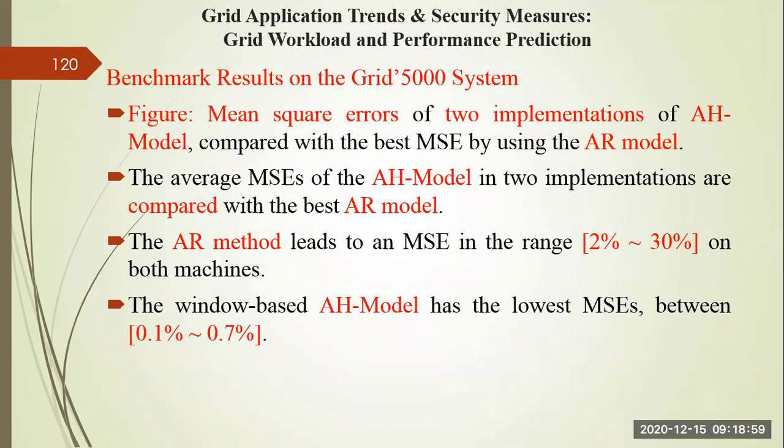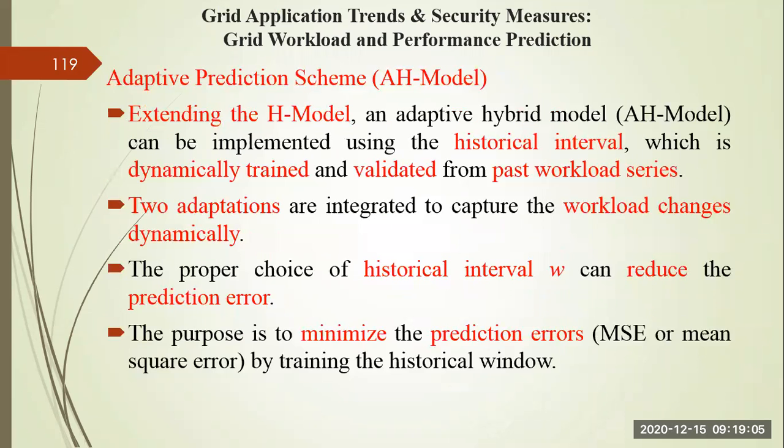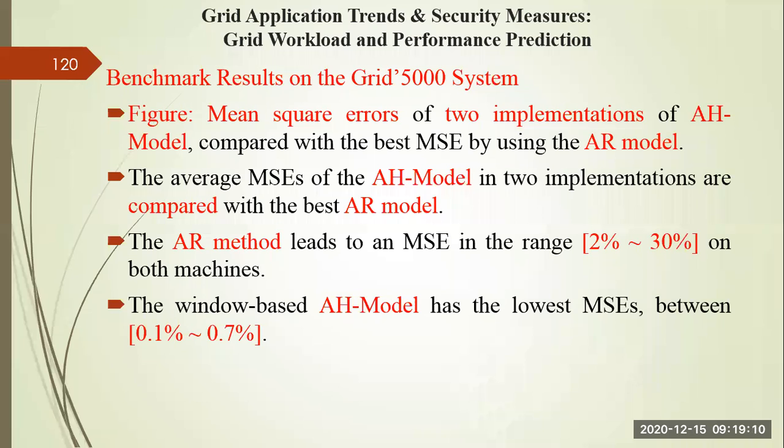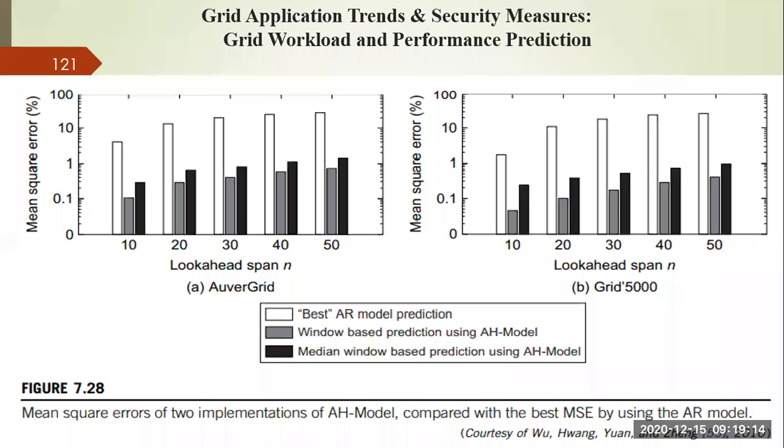Similarly, people have compared these models, that is the AH model, the adaptive prediction scheme, and the AR model, in terms of two workloads. One is AuverGrid, another is Grid5000. In both systems, they have compared the AR model and the AH model to check which model is performing better. Okay.